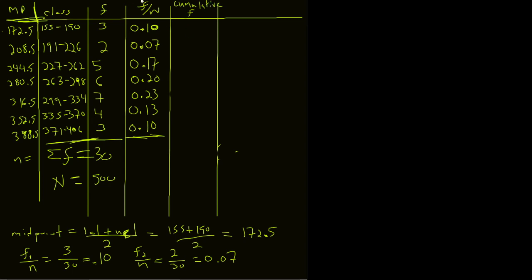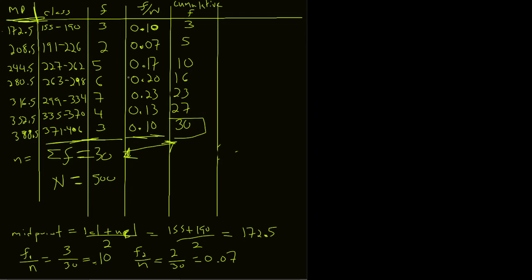frequency. When we start, if we have a value less than 155, well, we have no data there. So we start with 0, and when we get to our first class, we look at how much is in our frequency, and we add that to our cumulative frequency. Then we take our next class and say, I've got 2 more. So 2 more than 3 is 5. I've got 5 more, it's 10. I've got 6 more, it's 16. I've got 7 more, it's 23, 27, and 30. The cumulative frequency of the last class should equal the total number of pieces of data.